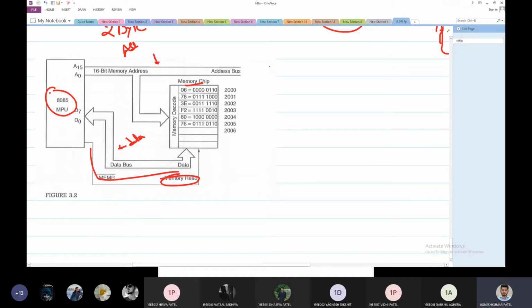Now I have stored my program inside my memory. This is my program. See how a program looks. This is the actual program in machine language. Now to convert this program into machine language, you first need these hex numbers. These are the opcodes.